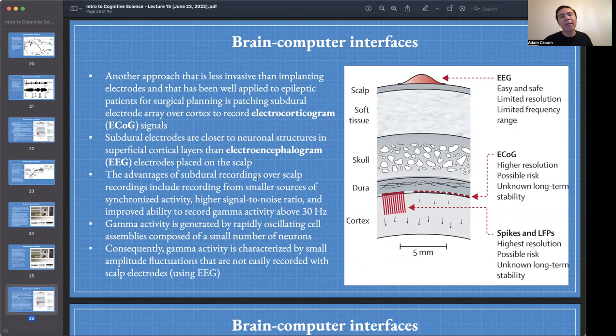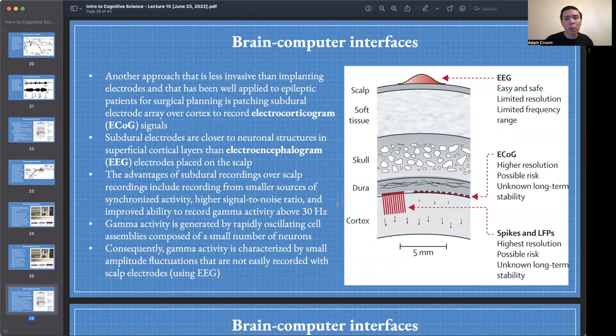Another approach that is less invasive than implanting electrodes directly into the brain, and that has been well applied to epileptic patients for surgical planning, is placing subdural electrode arrays over cortex to record electrocorticogram signals, or ECoG signals. Here we see that EEG is positioned on top of the scalp. You can just wear a piece of EEG equipment on the outside of the head. With ECoG, we're getting recordings from electrocorticogram signals. The implanted electrodes are here, even deeper, penetrating into the cortex.